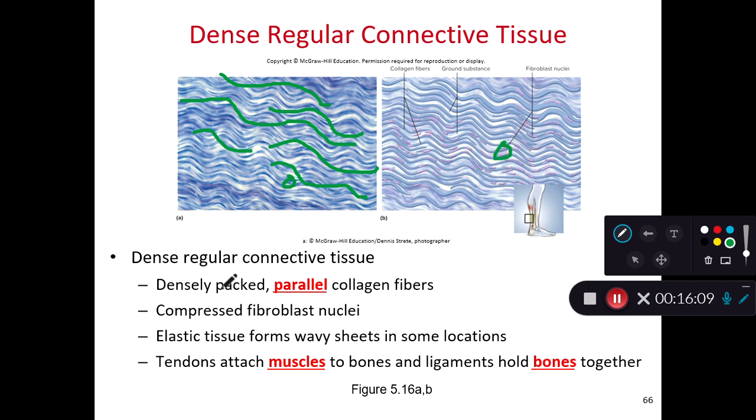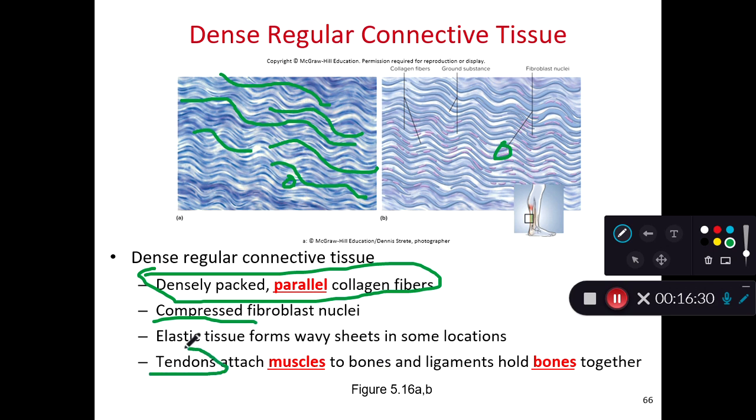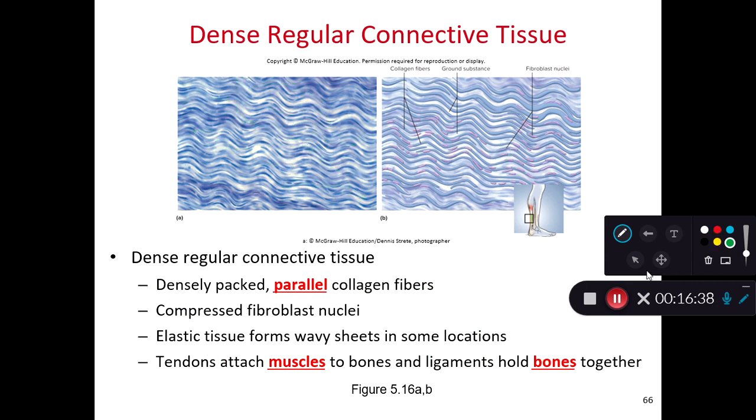As we look at this tissue type, mostly what you're going to see is just collagen fibers. There are lots of collagen fibers, and the collagen fibers don't leave a lot of leftover room for the fibroblast. What you end up seeing is a compressed nucleus within the fibroblast that is elongated in appearance. We use dense regular connective tissues to make tendons, which attach muscles to bone, and ligaments, which connect bones to bones.